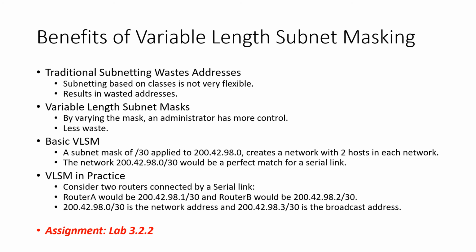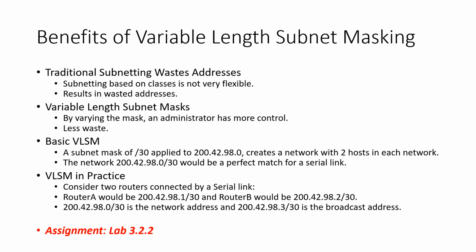Basic VLSM: a subnet mask of /30 applied to 200.42.98.0 creates a network with 2 hosts in each network. The network 200.42.98.0/30 would be a perfect match for a serial link.